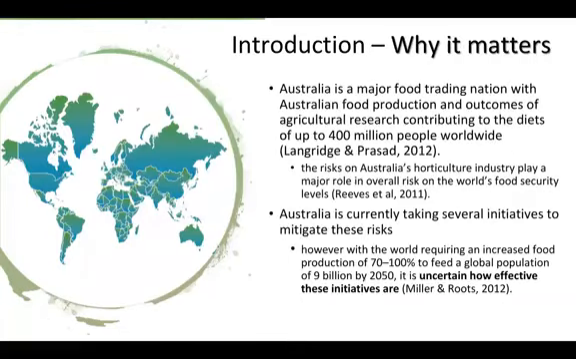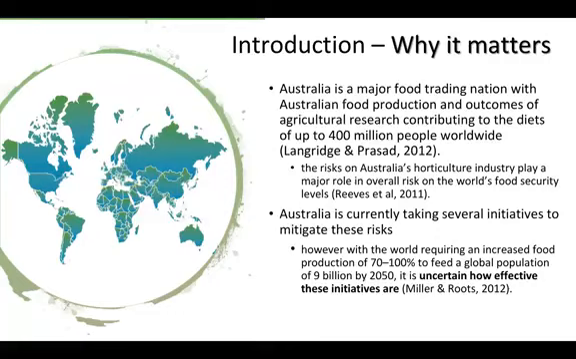Australia is a major food trading nation, with Australian food production and outcomes of agricultural research contributing to the diets of up to 400 million people worldwide. Therefore, the risks on Australia's horticulture industry play a major role in overall risk on the world's food security levels.